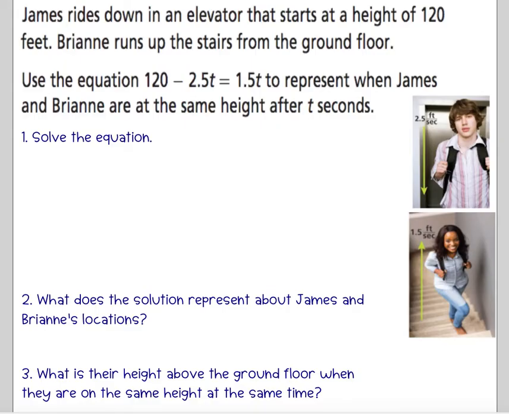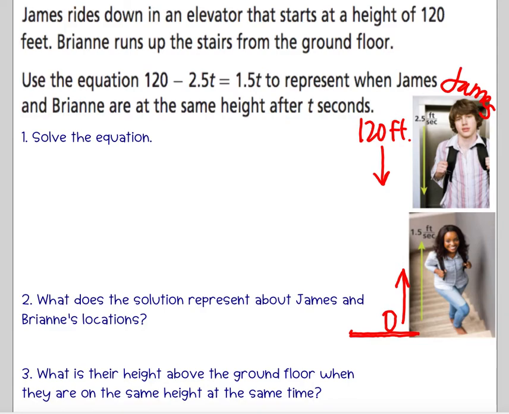Let's try another one. Number 2, James rides down in an elevator that starts at a height of 120 feet. Brianne rides up the stairs from the ground floor. All right, let's look at the picture. Here's James, and he is 120 feet up. He's going down, while Brianne is down at the ground floor. Ground floor is 0, and she's going up the stairs from the ground floor. So they're getting closer to each other. As James goes down, Brianne goes up.